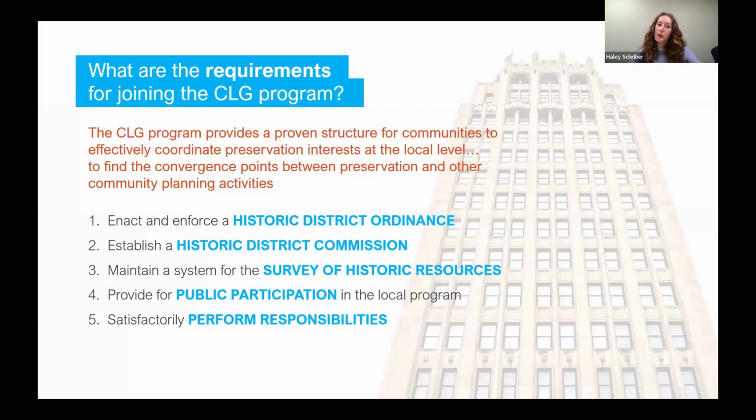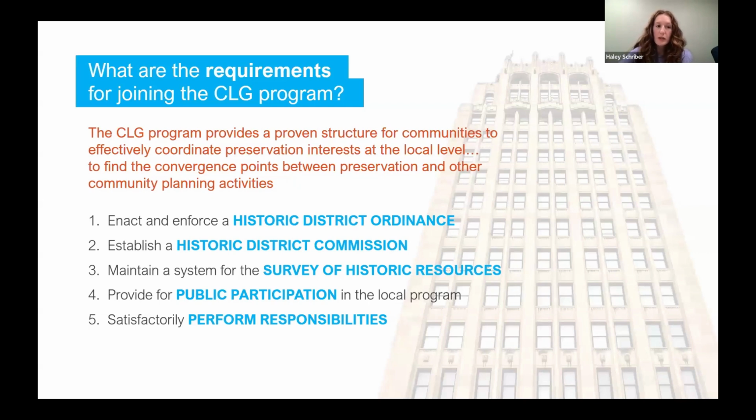All right, so what are the requirements for joining the CLG program? Like the Main Street program or Redevelopment Ready program or any other community-focused tool that you might be familiar with, there are a series of baseline requirements for communities that wish to participate in the program. In this instance, these requirements are mandated by the National Park Service, which we noted earlier as the ultimate administrator for the program. For the CLG program, there are 5 requirements.